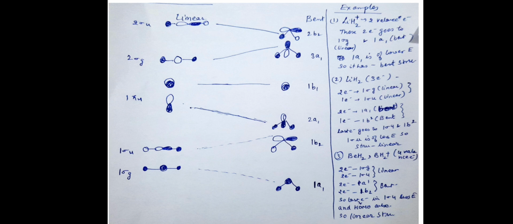ओके, अब अपन लेते हैं BeH2. इससे आपको समझ आ जाएगा. BeH2 एंड BH2 प्लस, दोनों में वैलेंस इलेक्ट्रॉन कितने हैं? 4 हैं. 4 इलेक्ट्रॉन भरने के लिए अपन 2 इलेक्ट्रॉन नीचे ही नीचे भरिए. 1 सिग्मा जी और 1a1. फिर उससे 2 इलेक्ट्रॉन ऊपर वाले में जाइए, 1 सिग्मा यू और 1b2. ओके, 2 इलेक्ट्रॉन दोनों में आ गए, 4 हो गए.